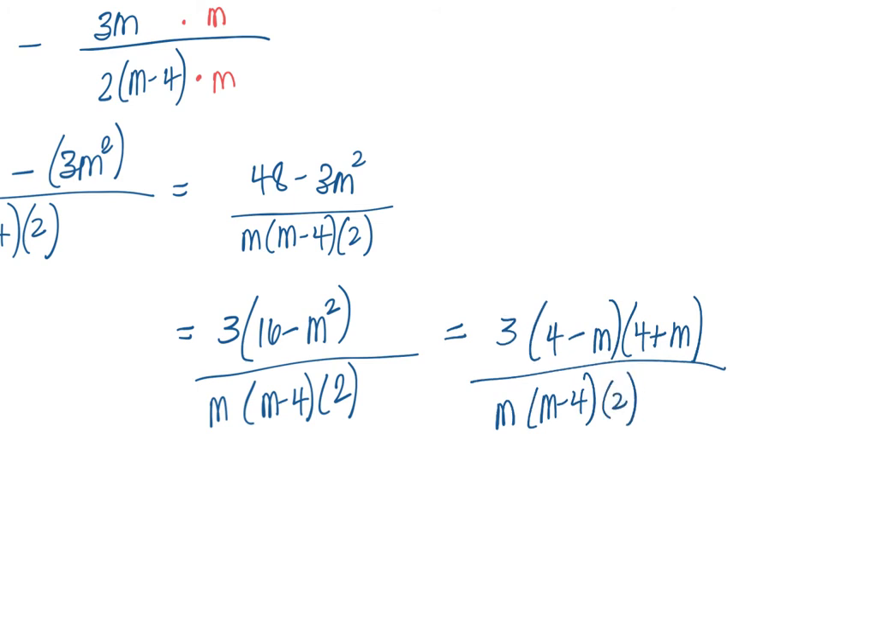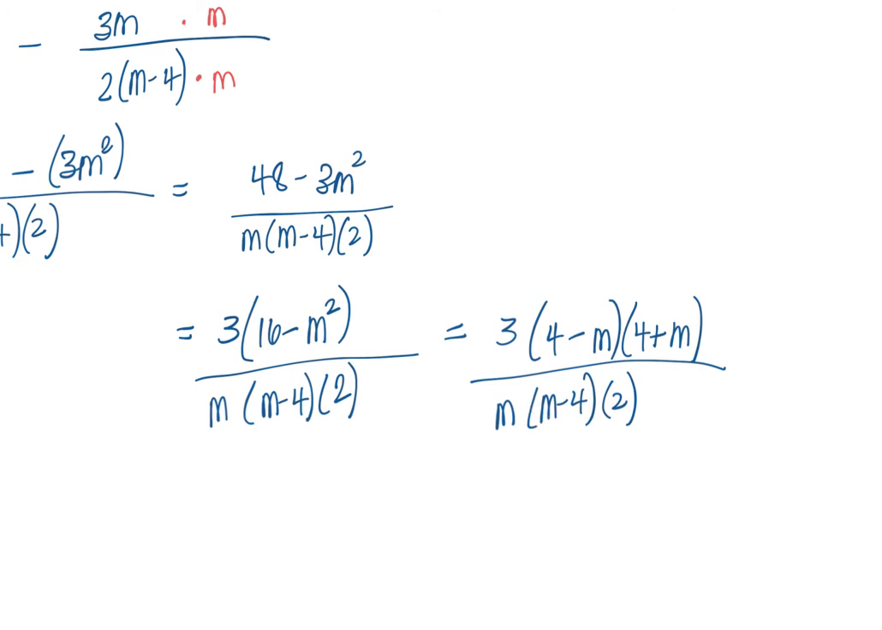And let's see what could possibly cancel. I'm looking really hard at this m minus 4 and thinking, okay, it's not the opposite of 4 plus m, because the m's are the same sign, but the 4's are not. They have to both be different signs. Let's look at the 4 minus m. That's a positive 4. This is a negative m.